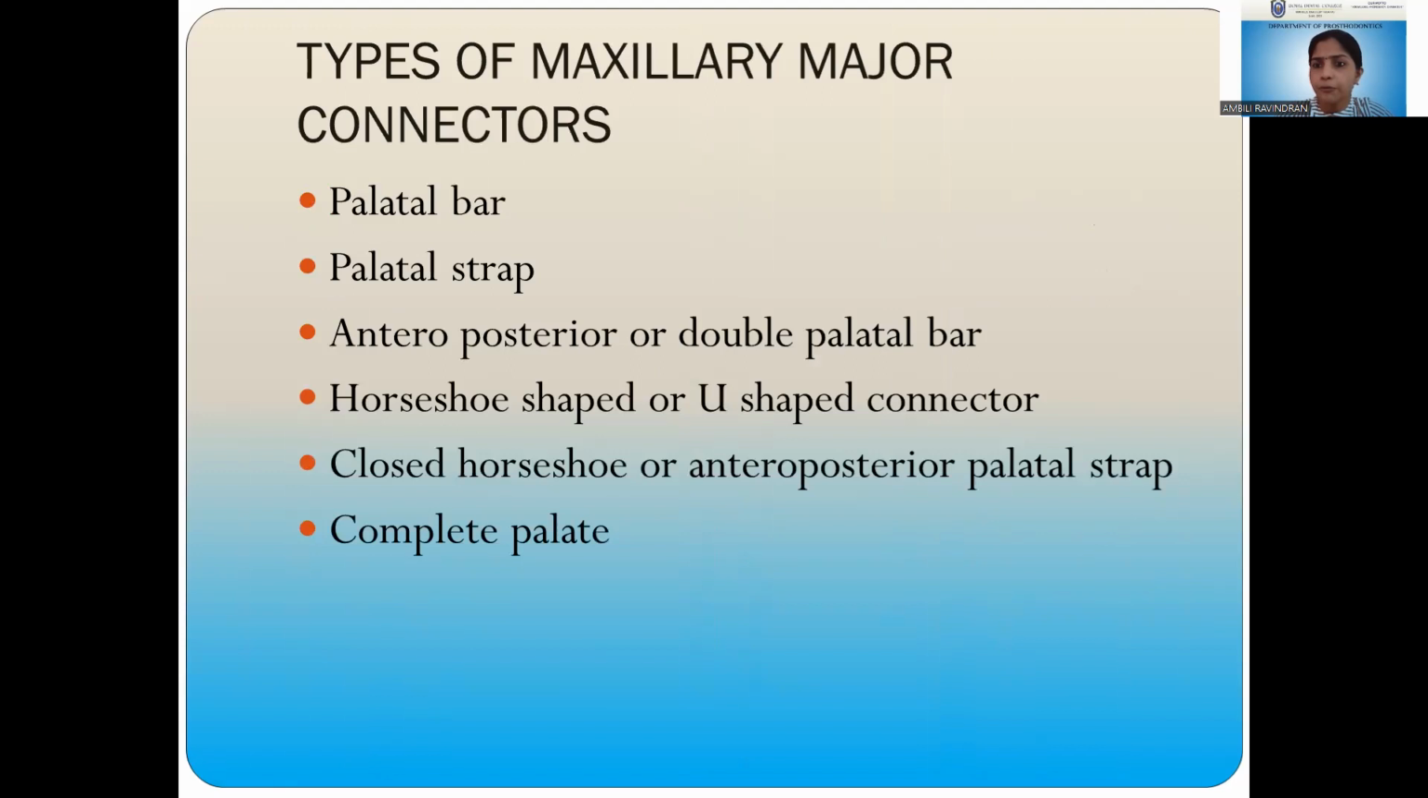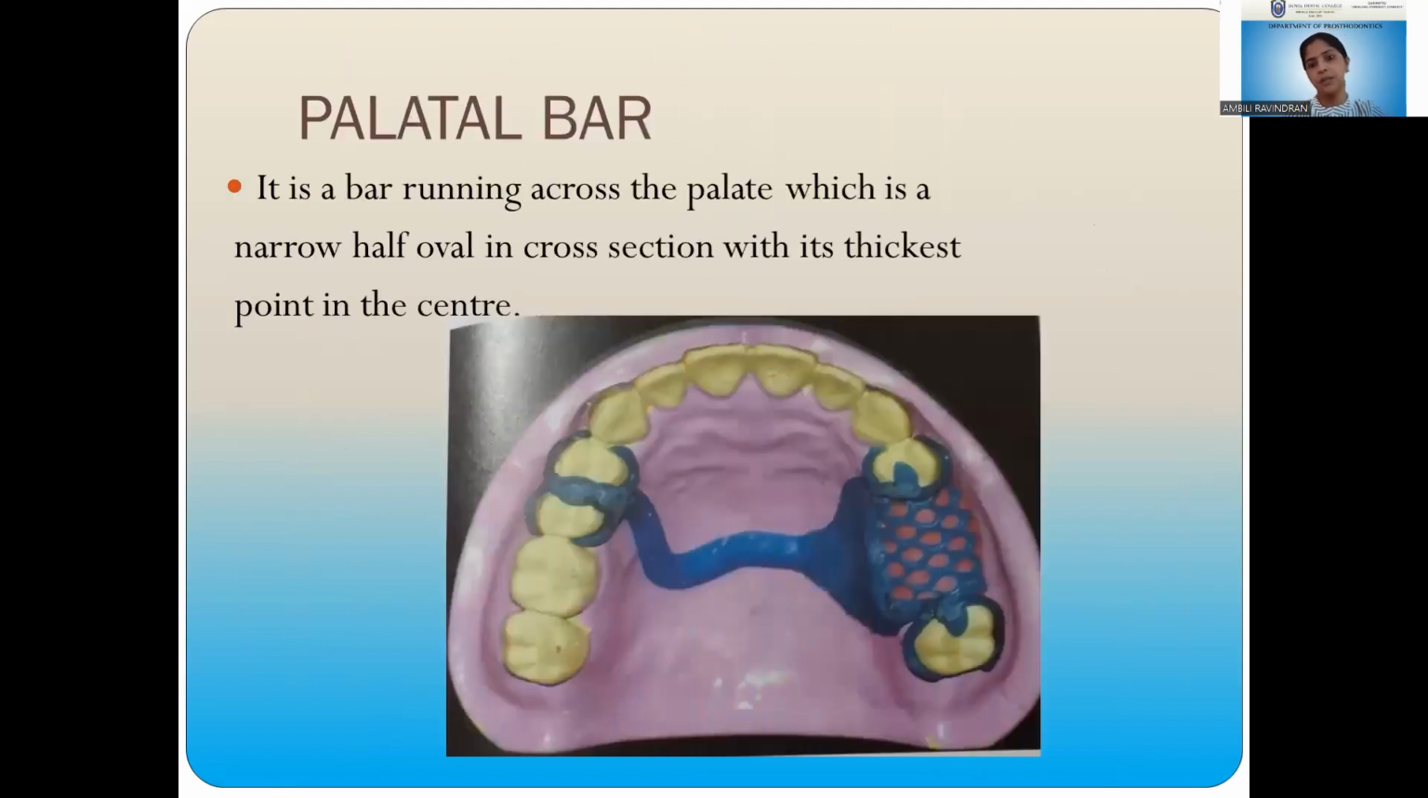Coming to the different types of maxillary major connector, there are 6 types. The first one is the palatal bar, then palatal strap, anteroposterior palatal bar, horseshoe shape, closed horseshoe type, and then complete palate type. Coming to the first one, the palatal bar is a bar running across the palate, and it is half oval in shape with the thinnest point at the center.